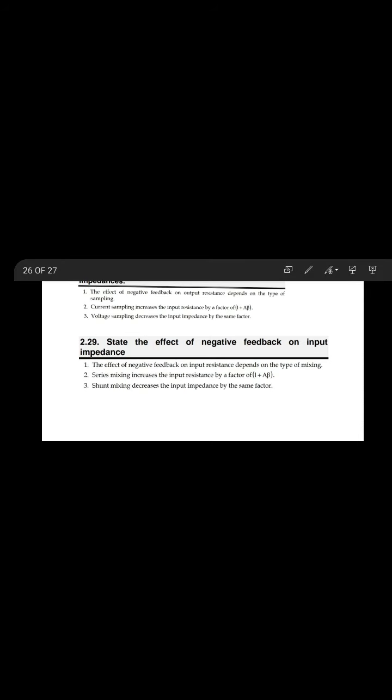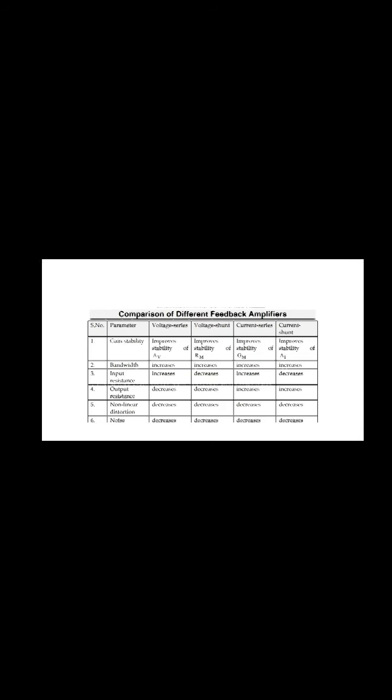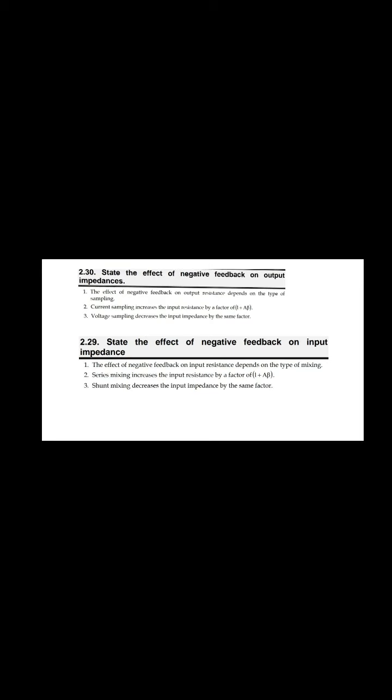State the effect of negative feedback on output impedance. The effect of negative feedback on output impedance depends on the type of sampling. Current sampling increases the output impedance by a factor of 1 plus A beta. Voltage sampling decreases the output impedance by the same factor.